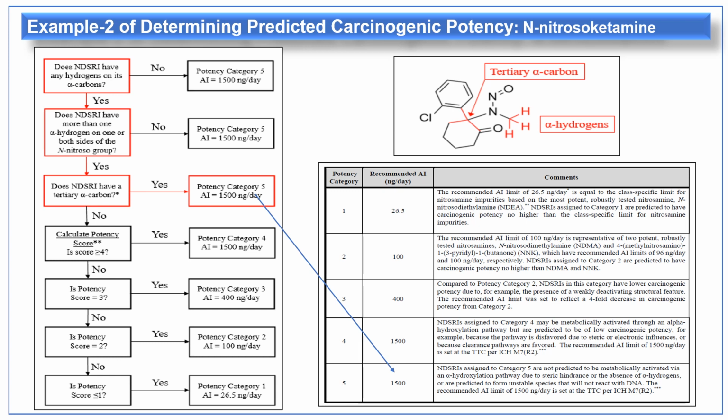In this way we have to calculate the categories, right? So whatever the flow chart is given, if that comes out to be directly as category 5 or 4 from the questions, then accordingly the category is defined, and if not, then we have to calculate the potency score as we have seen in example 1, and based on the value obtained in the potency category score, we have to categorize into category 1, 2, 3, 4, 5, which will have a corresponding acceptable intake limit for that respective nitrosamine drug substance related impurity.